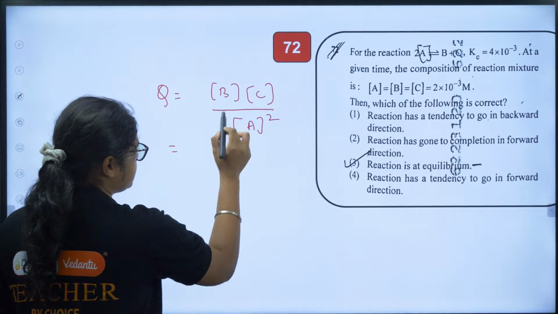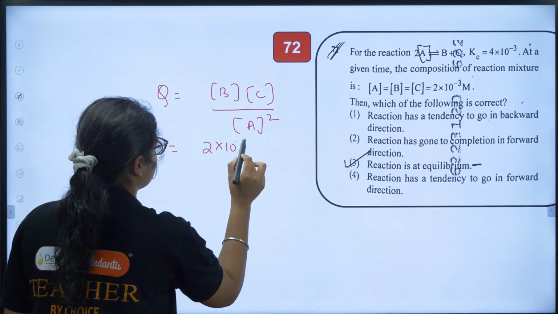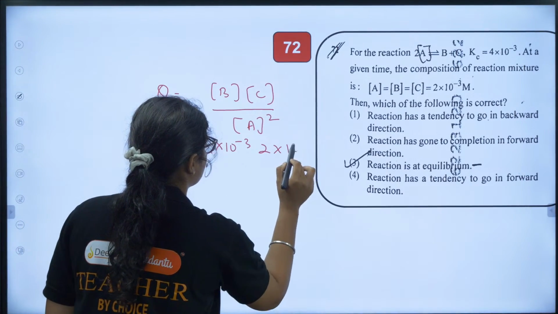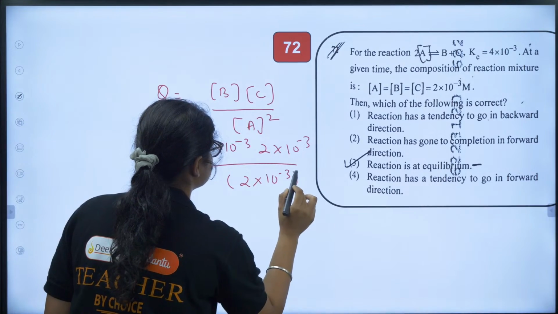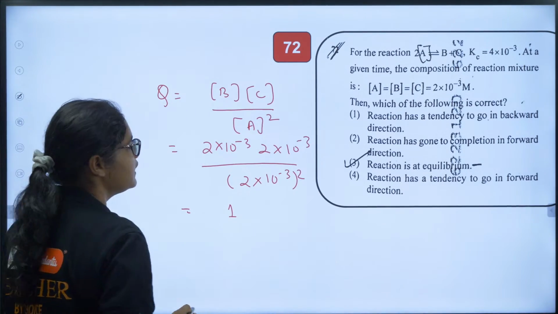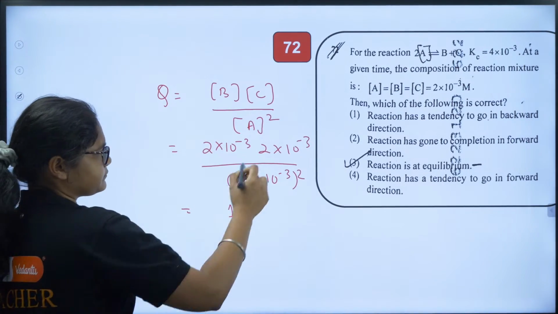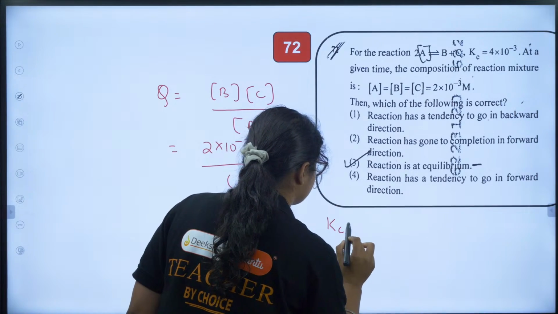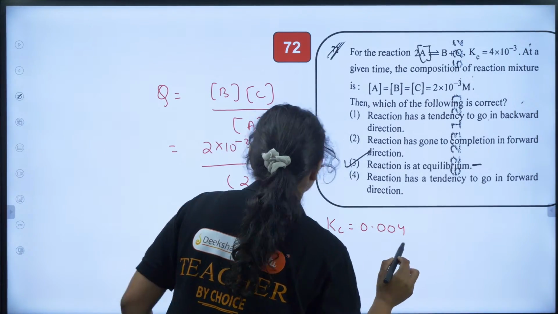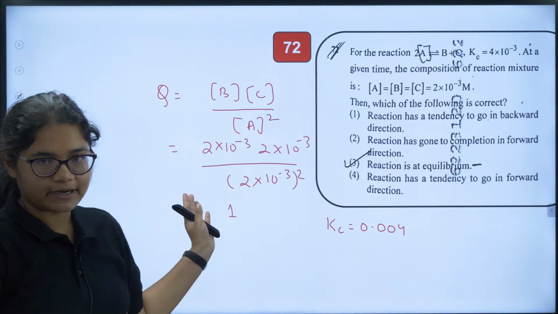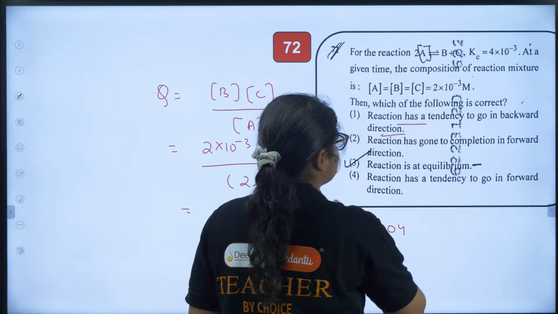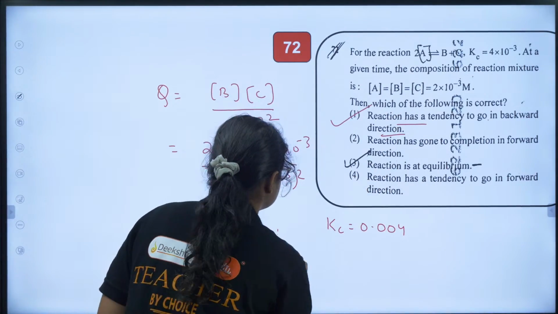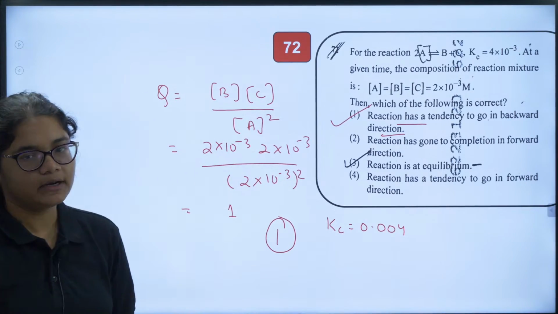So if you substitute, we'll get 2 into 10 to the power of -3 whole divided by (2 into 10 to the power of -3) square. So if you see, the value comes out to be 1 here. Now the Kc value is less than 1, that is 0.004. So the reaction must shift in the backward direction to reach the Kc value, right? So the reaction has a tendency to go in the backward direction. So the correct answer for this question will be option number 1.